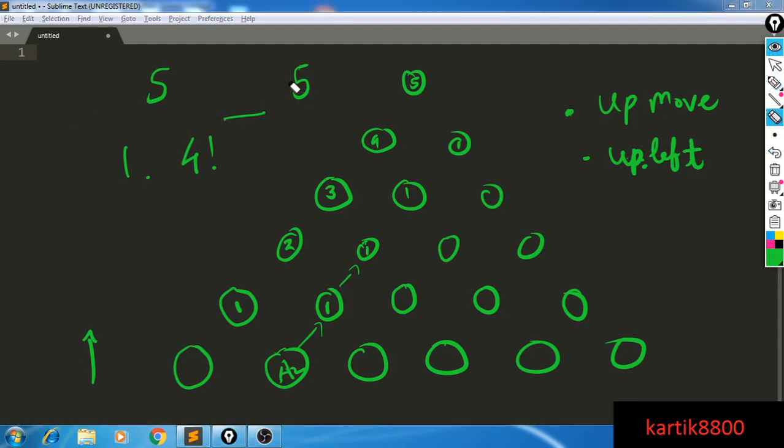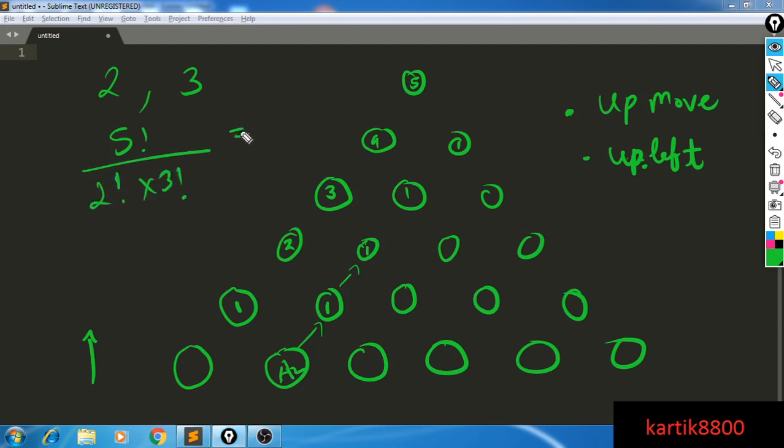Think about A3. How many paths start from A3 and end at the top of the triangle? For A3, I need to make 2 up left moves because I want the third element to become the first element. The only way of making the third element second or first is by making an up left move, because that decreases the index of that element, right? So you need to make exactly 2 up left moves and exactly 3 up moves, because total moves are 5 going up till here. So it's going to be 5 factorial divided by 2 factorial into 3 factorial, and this turns out to be 10.